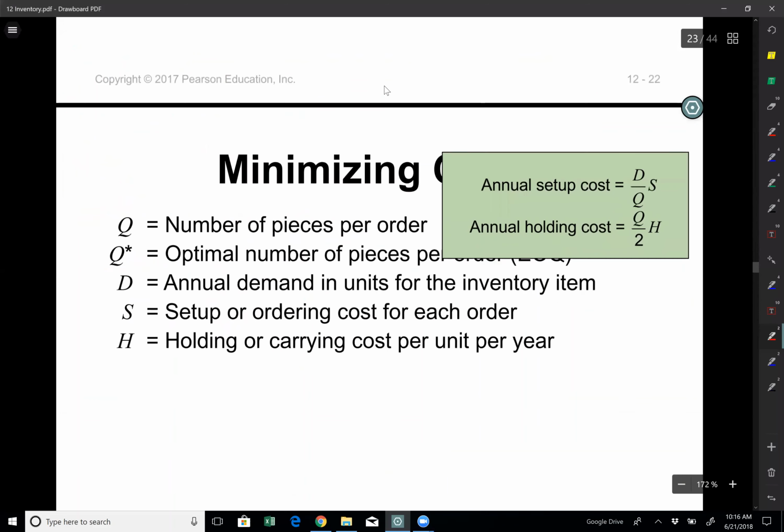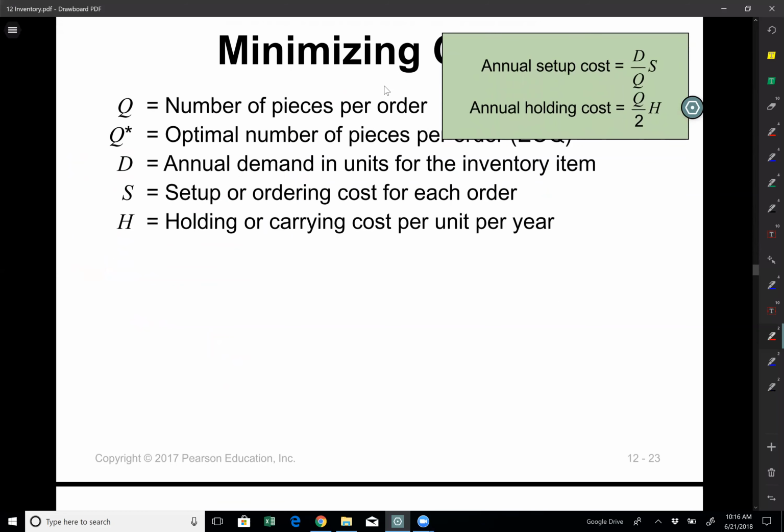How would I calculate the annual holding cost instead of ordering cost? So that's also quite simple.